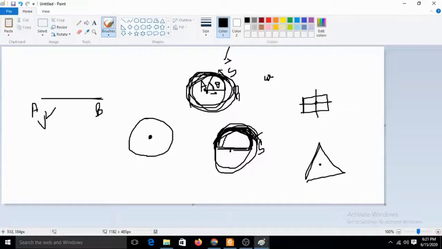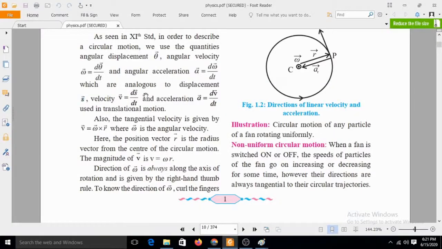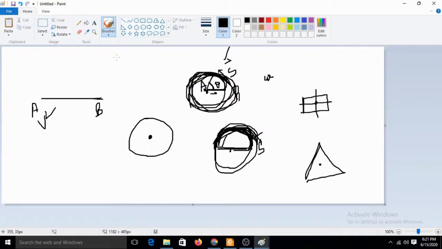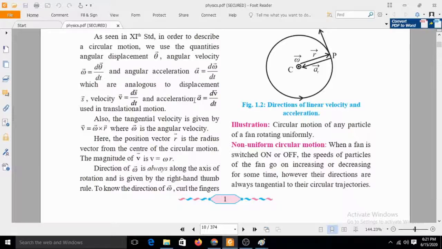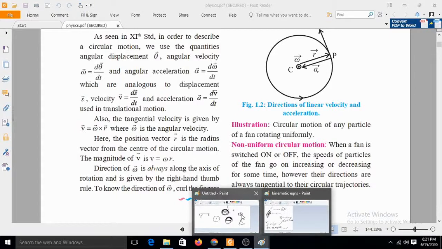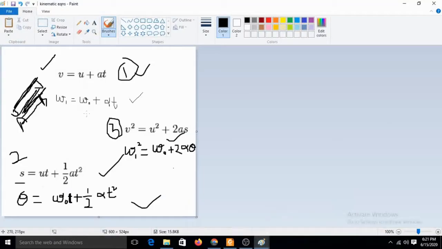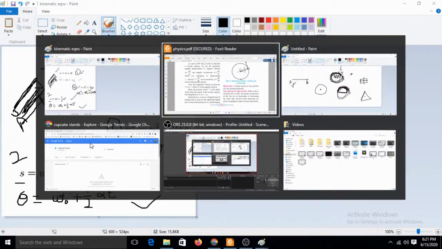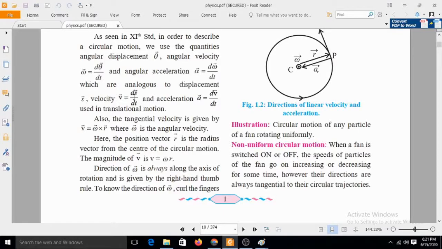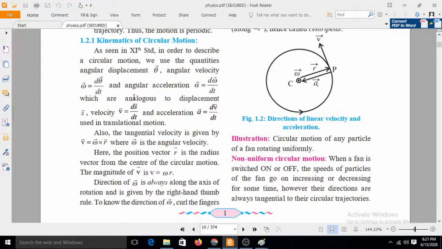When it follows a circumferential trajectory and rotates, it covers an angle theta, so we take angular displacement as theta. Again, linear velocity is v, and here we take angular velocity as omega. We are done with this also. So angular velocity is omega for us in this chapter.